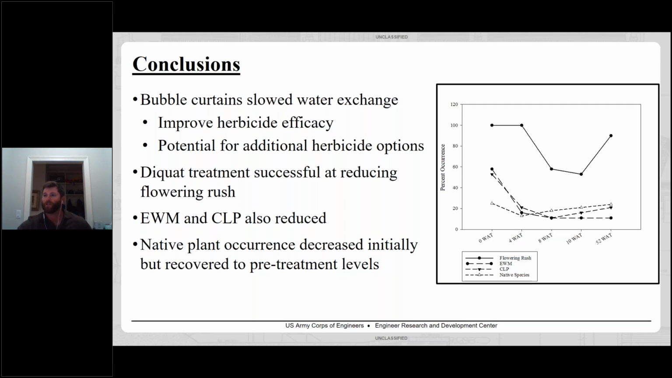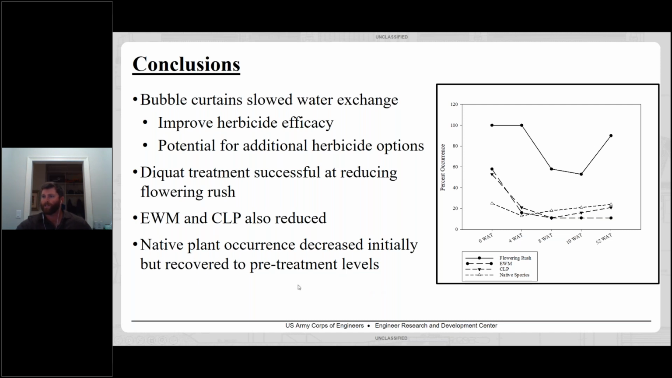Only 10% the following year when we did our 1 year post, but there was no emergent plants in the plot. So that was a good sign. Eurasian water milfoil and curlyleaf pondweed were also present in the plot. You can see from pre-treatment percent occurrence, we controlled those, and there was a pretty good reduction there. Looks like the curlyleaf's trying to make a little bit of a comeback at our 1 year post.